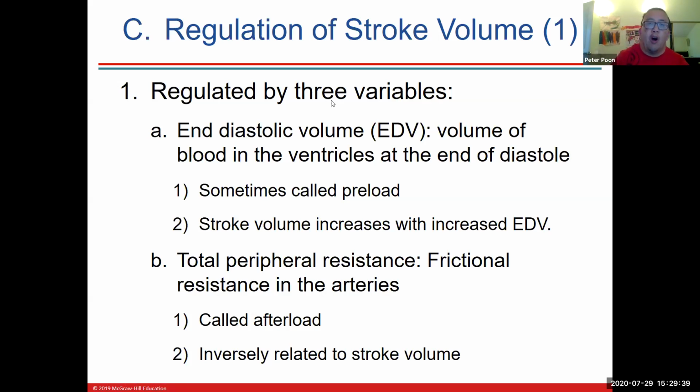Okay, stroke volume. The regulation of stroke volume is regulated by three variables. The end diastolic volume, also known as preload. How much blood is actually physically in the ventricle before it contracts? Obviously, the more blood is in there, the more you're going to squirt out.